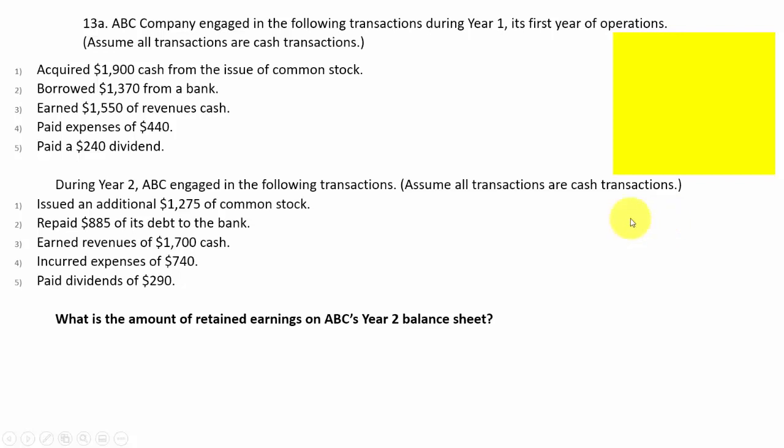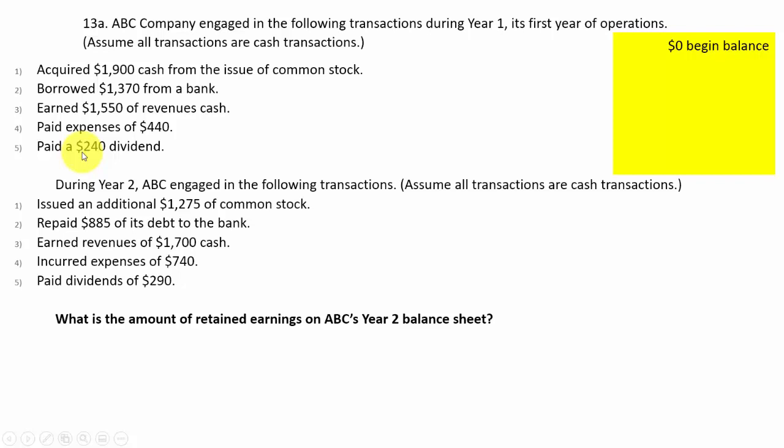Next, they want to know what is the amount of retained earnings on the ABC company's year two balance sheet. So ABC has transactions for year one, they have transactions for year two, and they want to know what's the retained earnings balance at the end of year two. Well, first thing we're going to do is start off with the retained earnings balance of zero, and then we're going to add things and subtract things from year one that are going to affect retained earnings.